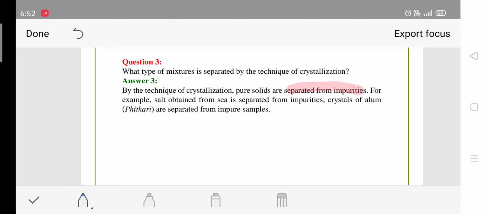Now, to get salt from seawater, firstly we use the evaporation method, and after that we use the crystallization method. By this method we get the pure salt in the form of crystals.